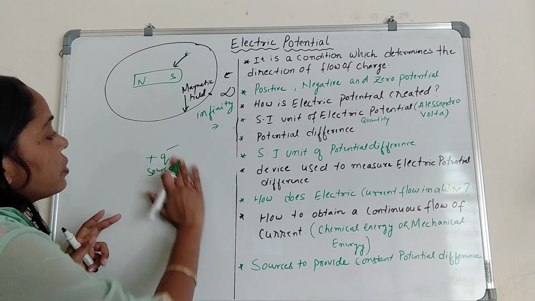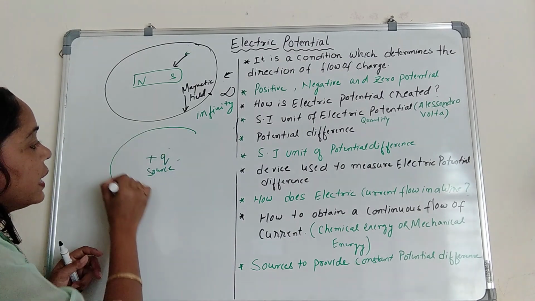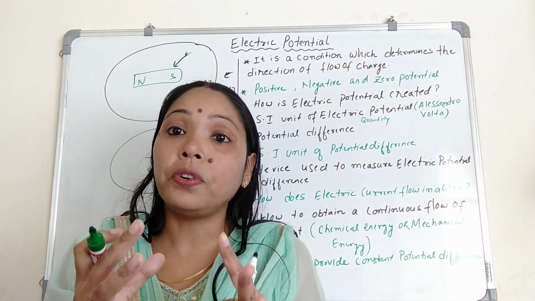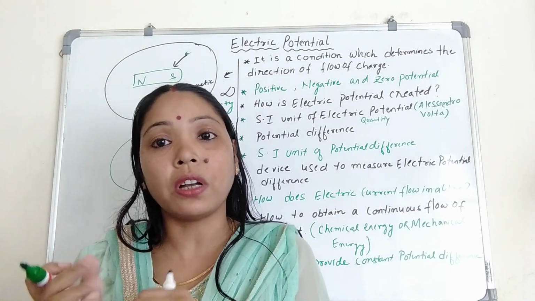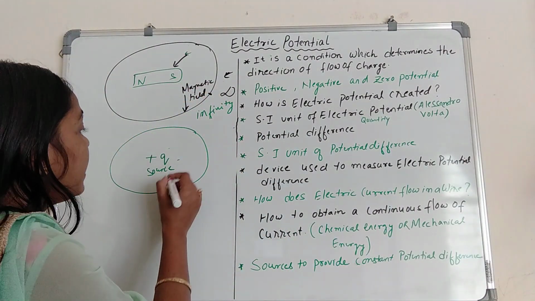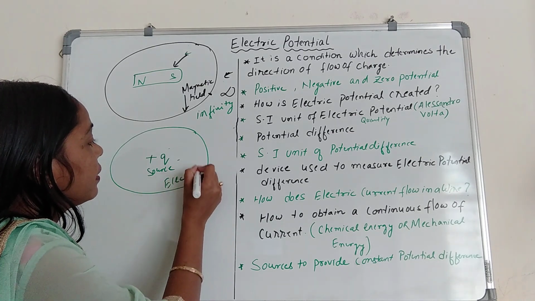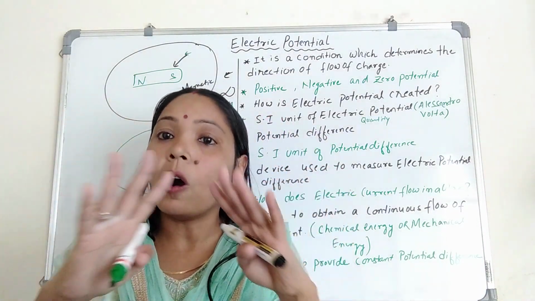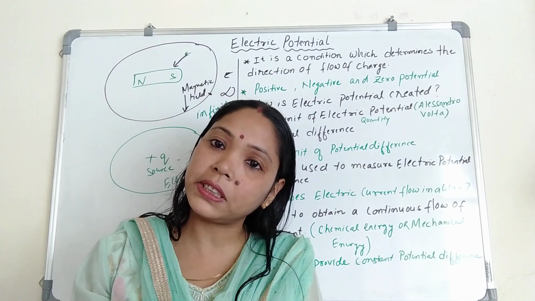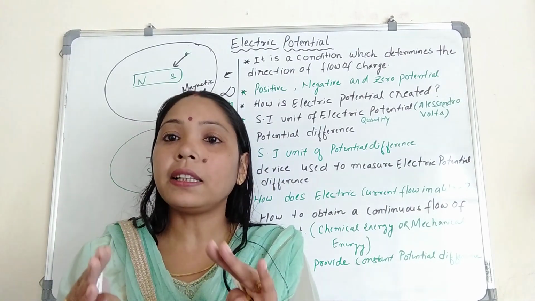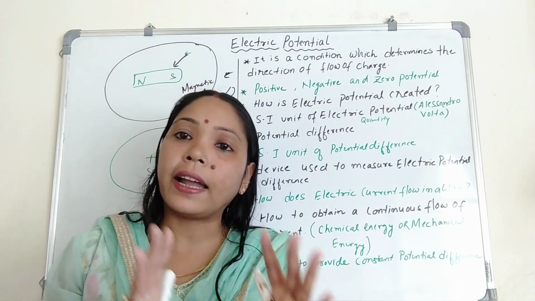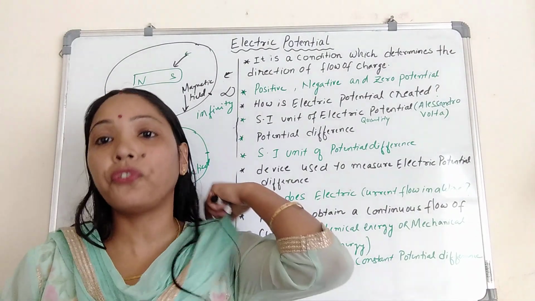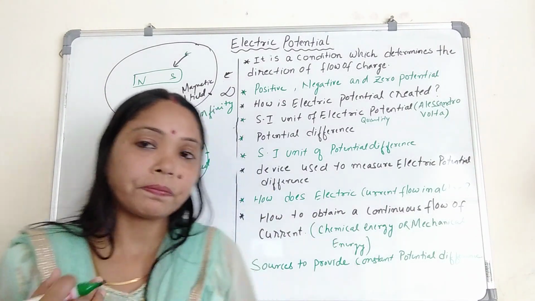So here also we have a certain region till where we can feel the force of attraction or force of repulsion. That field is called an electric field. So what is electric field? Electric field is the area or region surrounded by the positive or negative charge, till where we feel the electrostatic force. It means till this region the electric force can be felt.